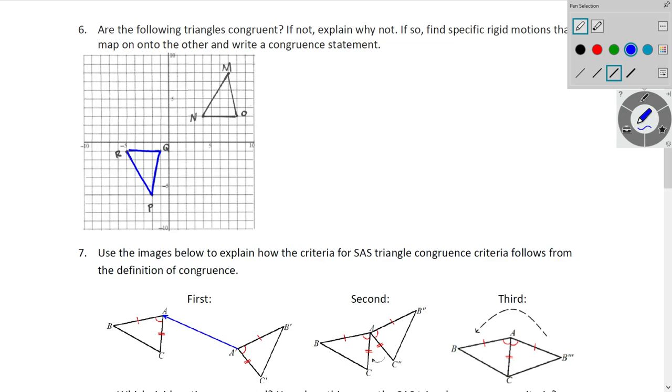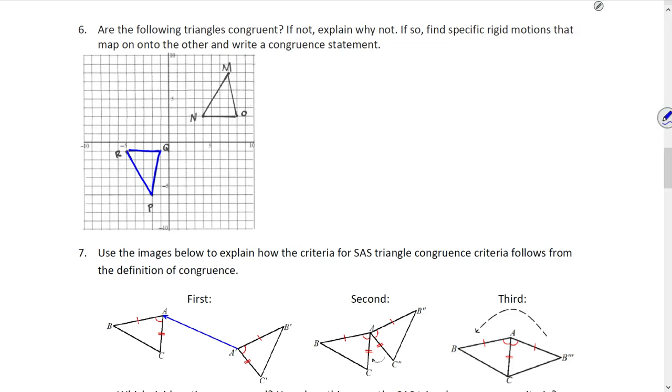This is the kind of problem that's really hard to grade, to be honest, as a teacher, because there's so many ways you can do this and do it correctly. So as long as you use rigid motions and get to the other one, you're fine. Okay. The thing that I'm going to choose to do is, let's see here. There's lots of ways to go.